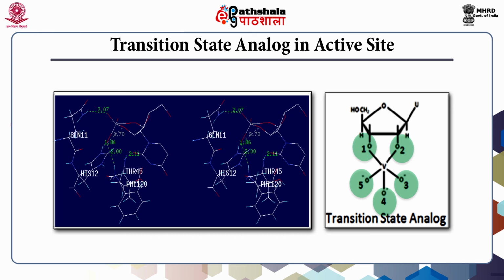The main chain of phenylalanine 120 forms a hydrogen bond with the 4th oxygen in the cyclic transition state analog. The side chain of glutamine 11 forms a hydrogen bond with the 5th oxygen in the cyclic transition state analog. And the side chain of threonine 45 forms a hydrogen bond with the uridine ring.